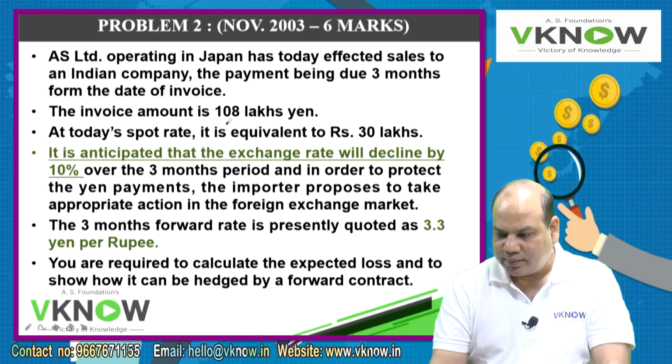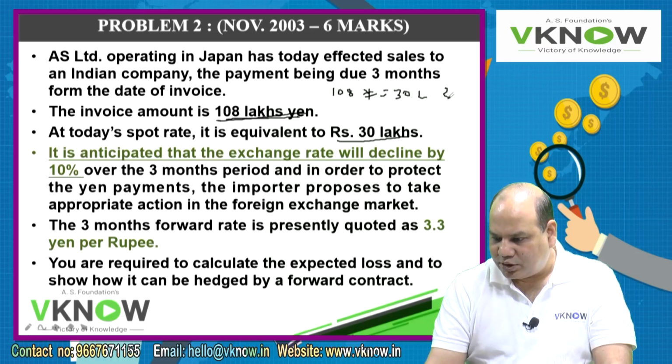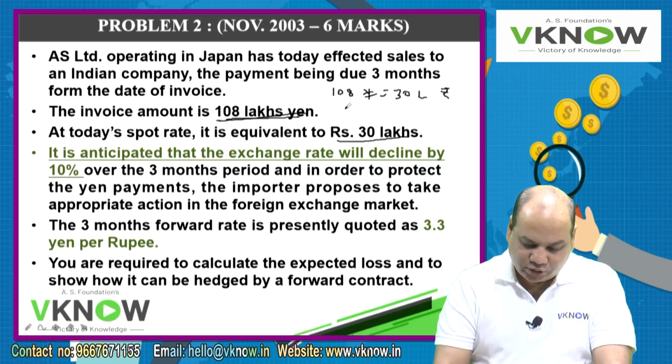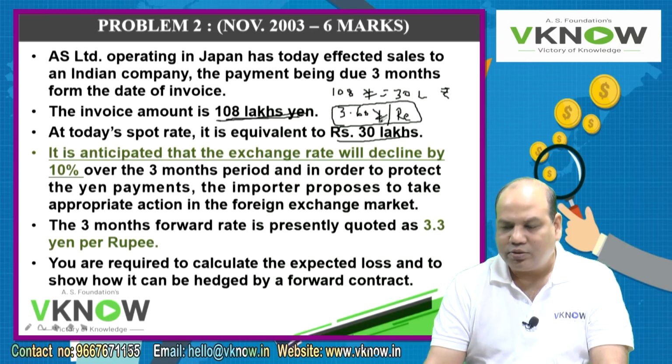So in this question, the exchange rate today is not given, but they have given 108 lakh yen is equal to 30 lakh rupees. So this can be converted into 108 divided by 30. We can say the spot rate is 3.60 yen per rupee. If you want to quote in rupees, spot rate is 3.60 yen per rupee. If you want to quote in yen, 30 by 108 we will take.